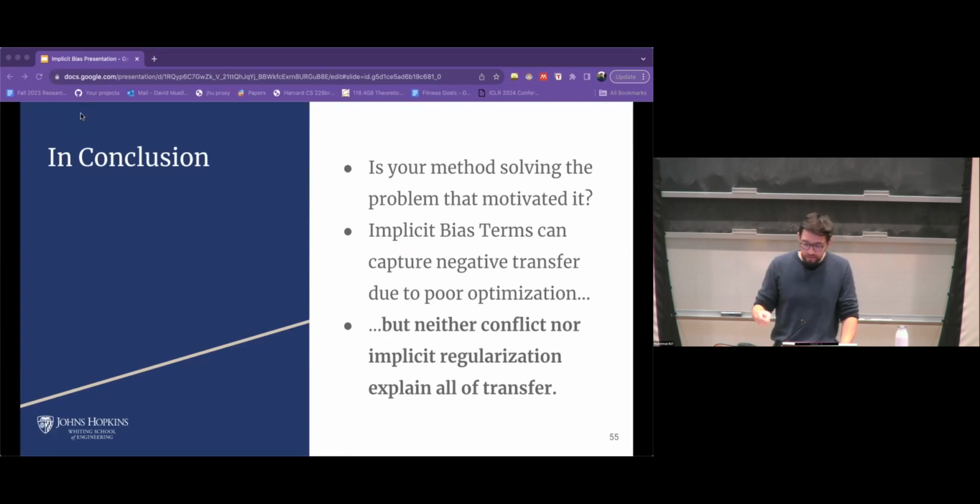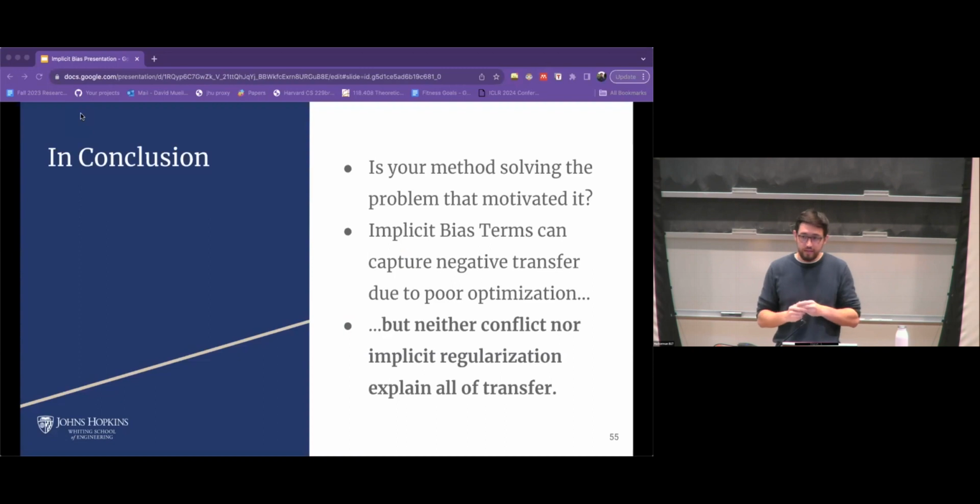When it comes to negative transfer, we can show that a lot of the reported negative transfer in these task conflict optimization papers is really due to implicit factors around the temperature of optimization, and that we can do a lot to mitigate negative transfer if we're just aware of these implicit factors. But finally, we can't explain all of the transfer that we observe with these implicit factors. So there's still this big question mark as to how we capture when we're getting positive transfer with some factors that are tied to optimization, because we can't seem to get it from conflict. We can't get it from implicit regularization.